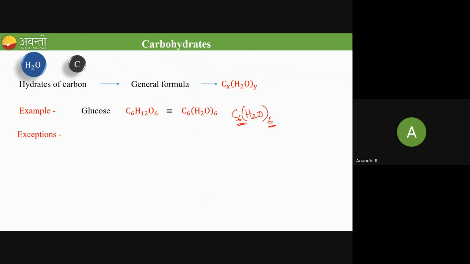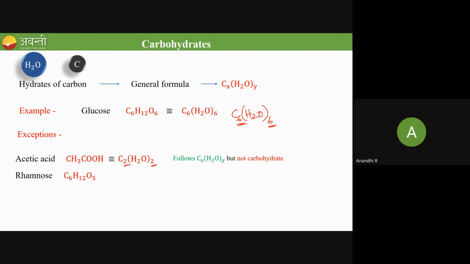Some exceptions are also there. Acetic acid is an exception. In acetic acid, how many carbons do we have? We have 2 carbons, 4 hydrogens and 2 oxygens. Acetic acid is a carboxylic acid. It is not a hydrate of carbon. It is an acid, and an acid cannot be a carbohydrate, right? But you see, it is satisfying the Cx(H2O)y formula, yet it is not a carbohydrate. It is an acid.